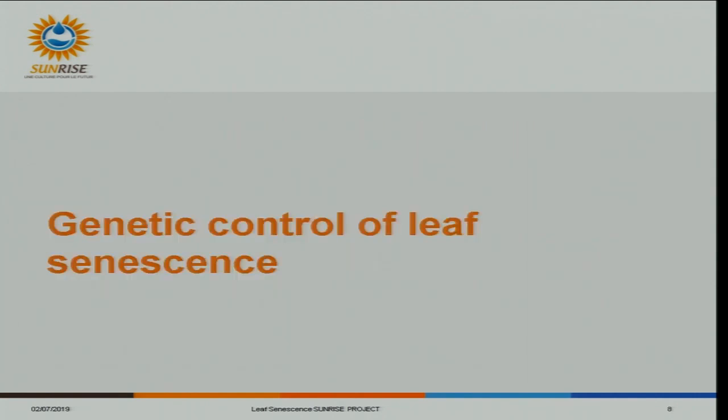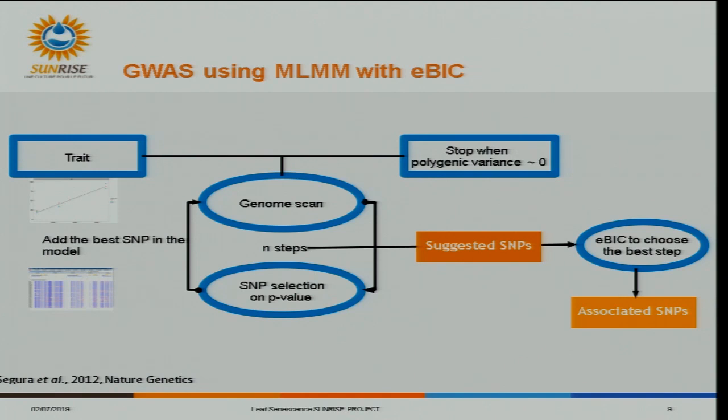And now, because we had this population, we could study the genetic control of this trait. For this, we used the MLMM GWAS model. Juan presented it earlier. This is basically a way to scan the genome for markers that are associated with the slope.